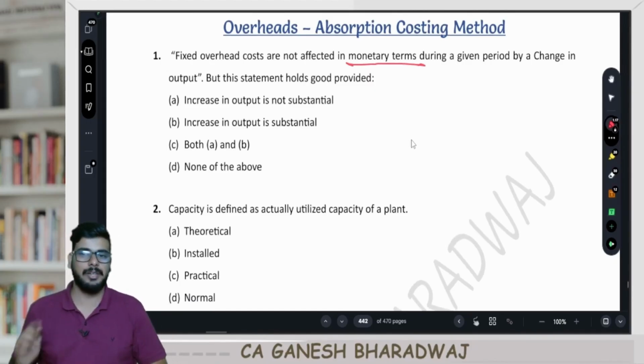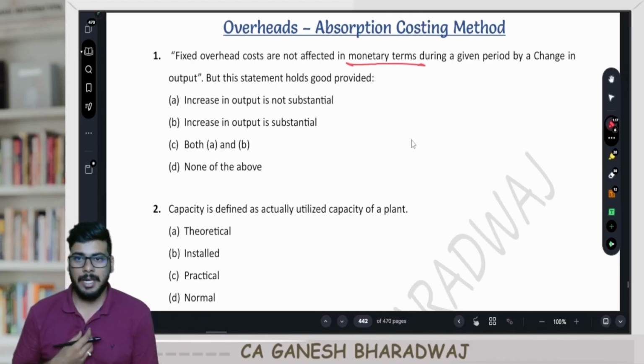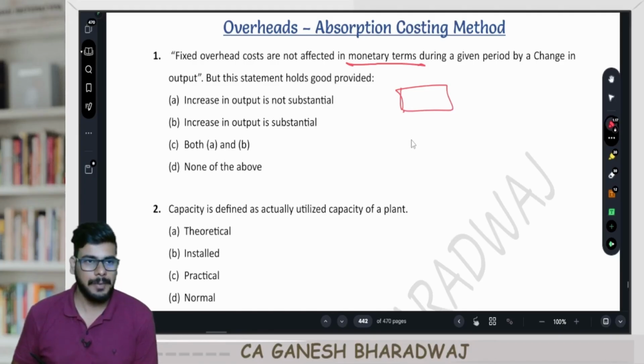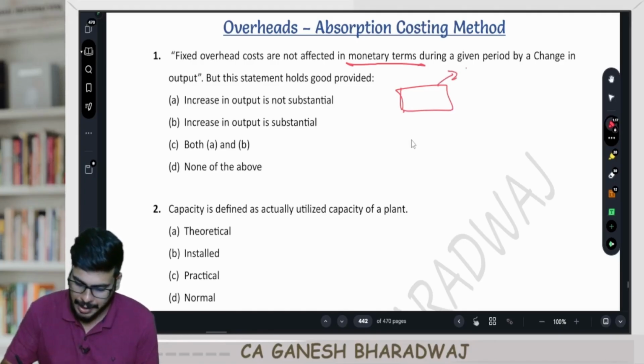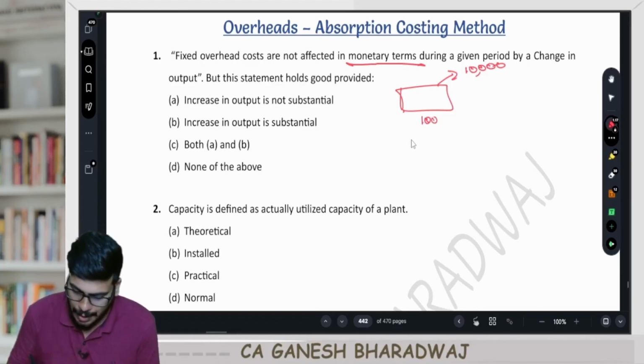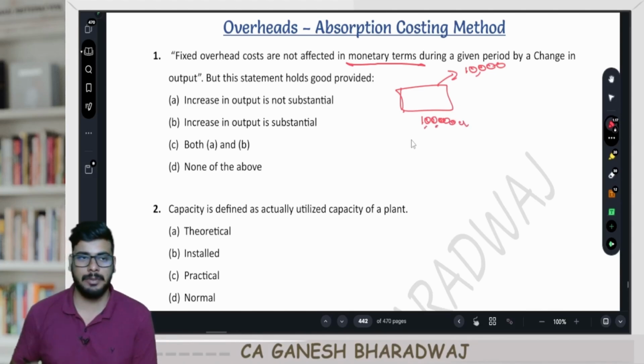Now, wait, 1 second. Let me just explain this. Now look at this guys. Now, let us say I have a factory. For this factory, I am paying a rent of 10,000 rupees. Correct? This factory has a capacity to produce, let us say, 1 lakh units. Clear with this guys? 1 lakh units. Clear with this?